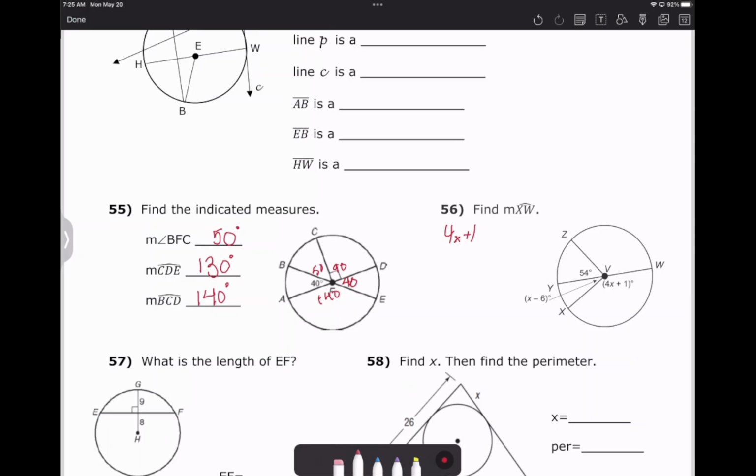All right, so for number 56, find the measure of arc XW. Well, to do that, we need to solve for x. Since those two angles do make a straight line, you can add them together and set them equal to 180. So, add the 5 over, get 5x equals 185. Divide by 5, x equals 37. Multiply that times 4 and add 1. Gives you 149 degrees. Very good. Logan.